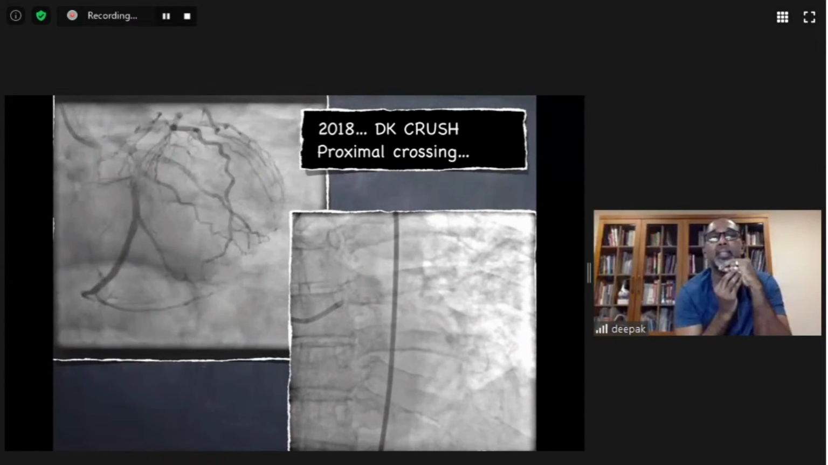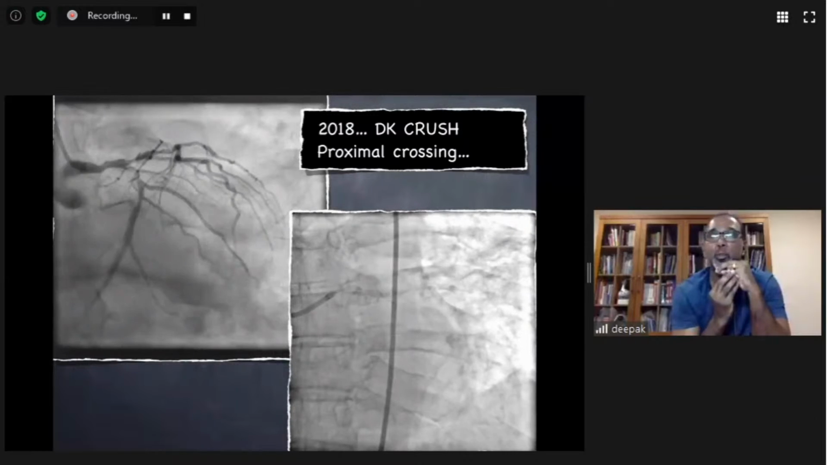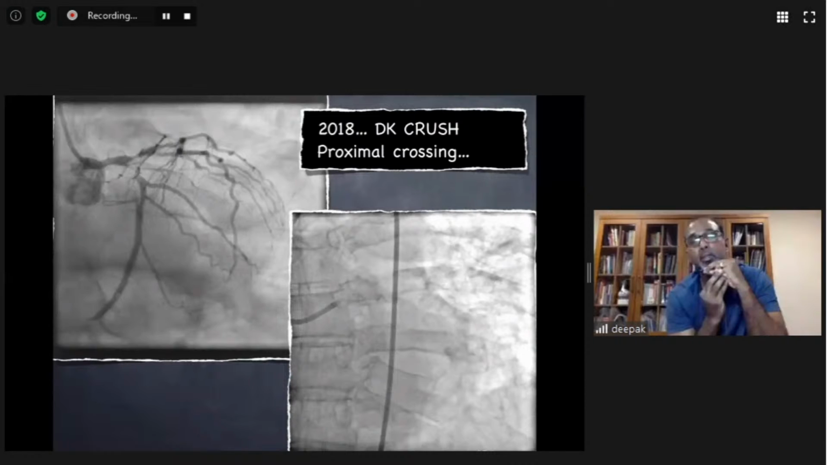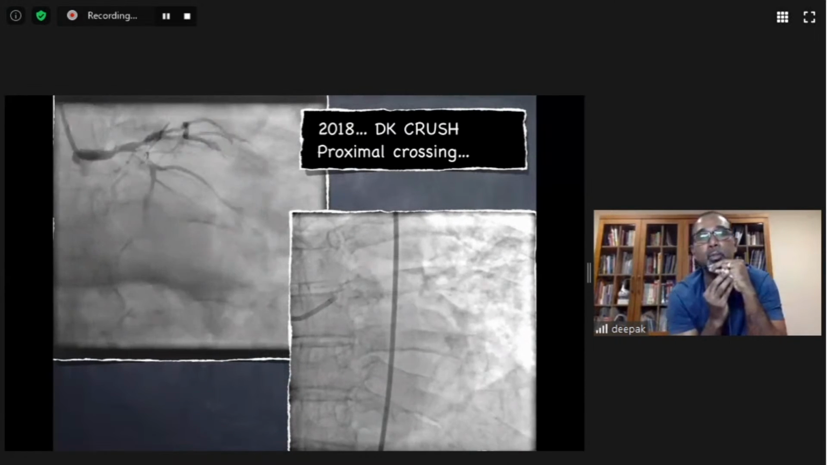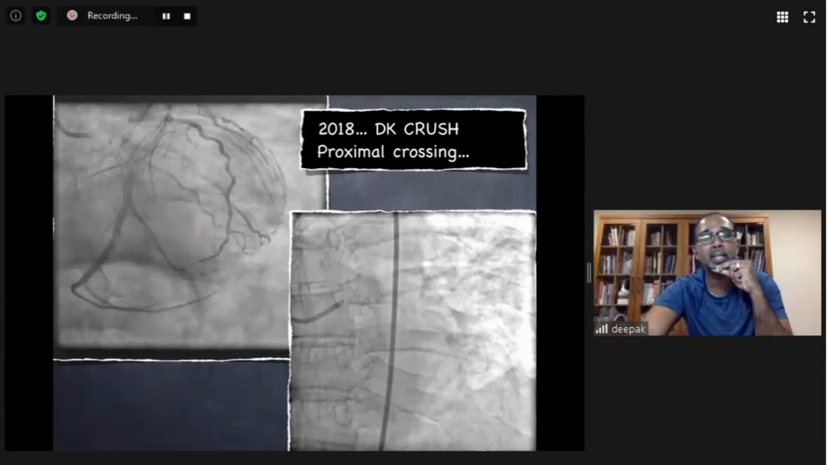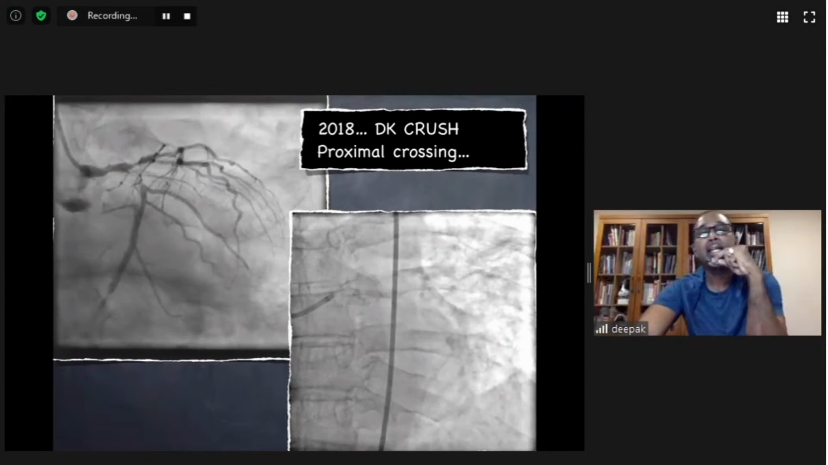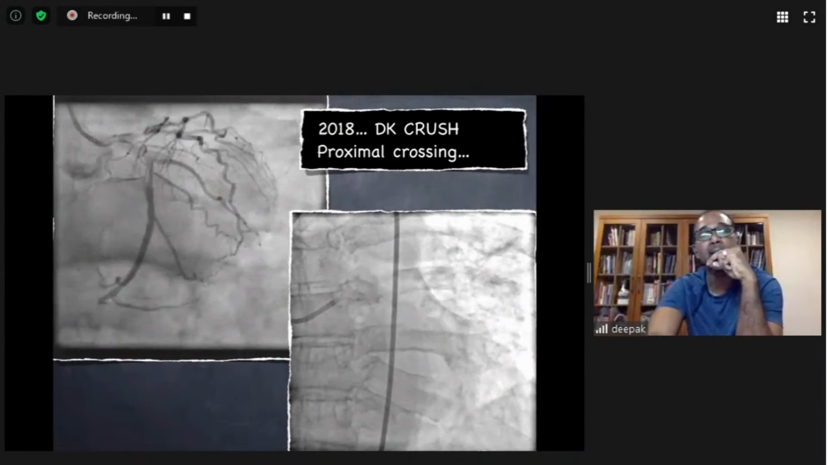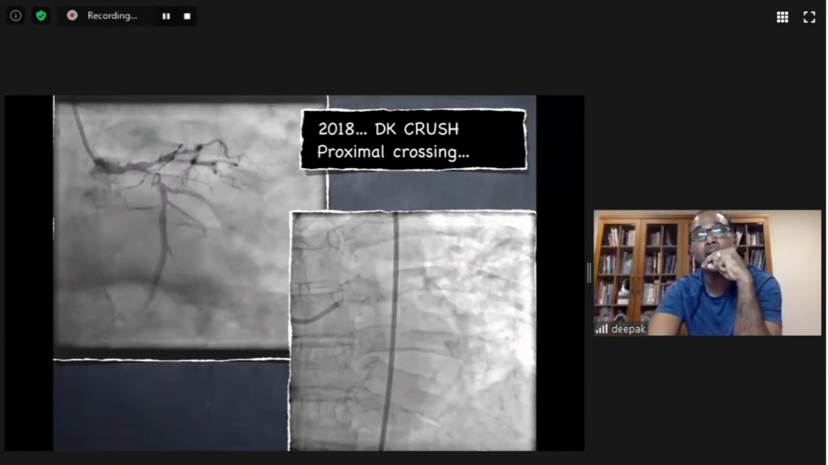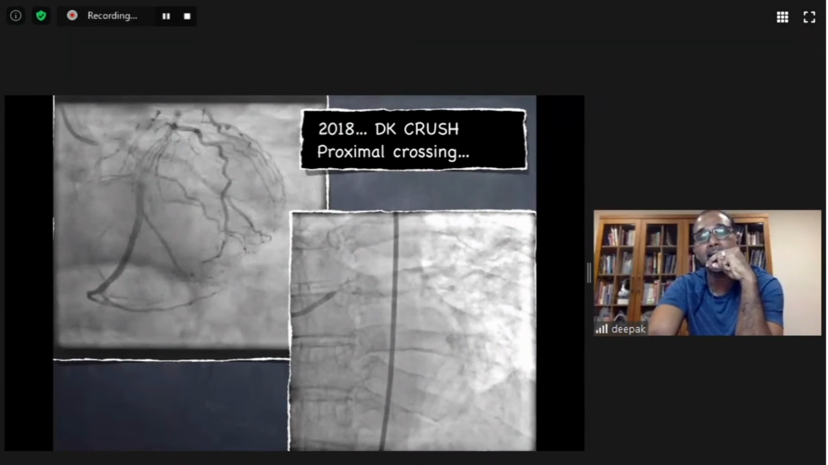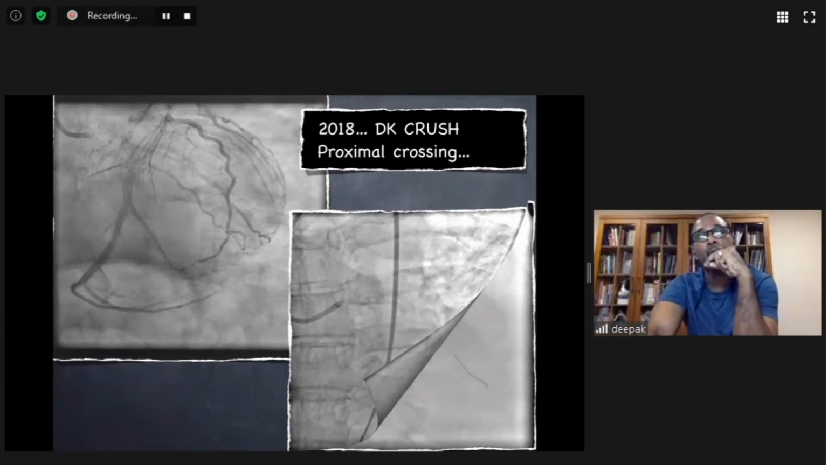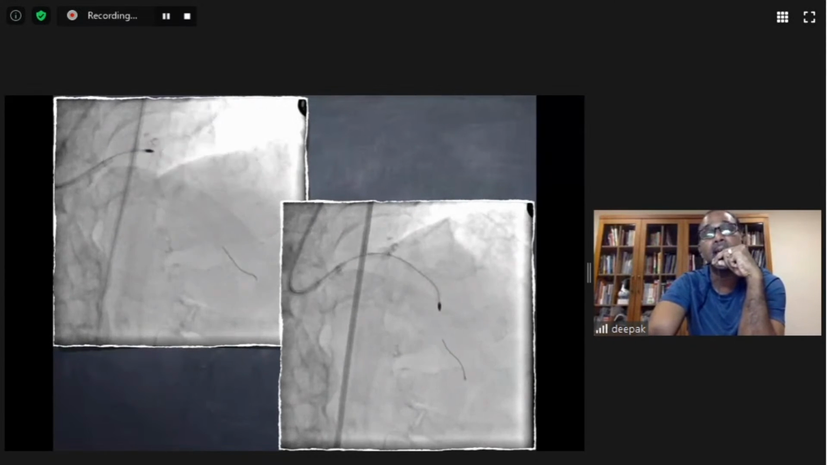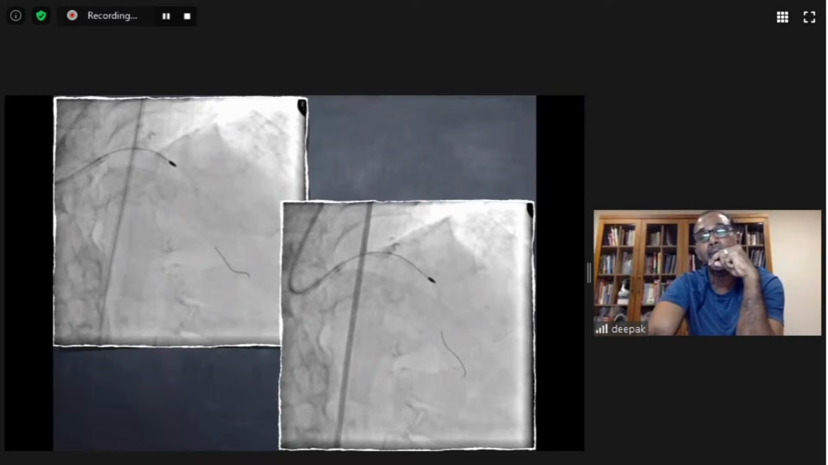Now I'll stop with two cases. Two DK crush technique cases, one done in 2018 and one done in 2019. In 2018, it was recommended that one needs to do both the recrossing into the side branch through the proximal cells. And this is what we saw following the stent implantation. In this particular patient, he had a dominant LCx, he had a large LAD, he had significant calcium at the left main bifurcation. So we went ahead with rotablation of the LAD. LAD rotablation was difficult. We were able to do that with a 1.5 millimeter burr.